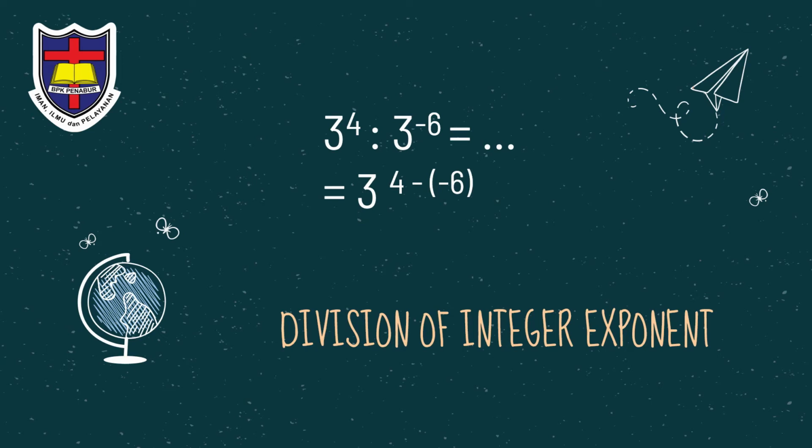The division sign will be changed into negative, so 4 minus negative 6. When minus meets minus, we can have a positive. So 3 to the power of 4 plus 6. So we have 3 to the power of 10.